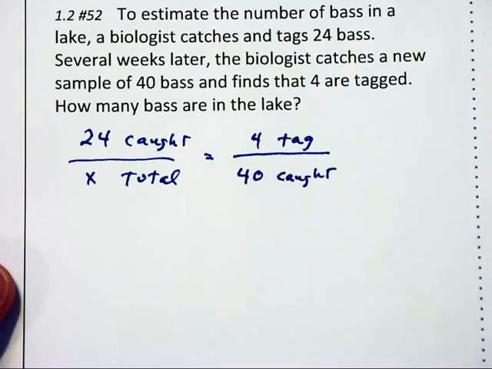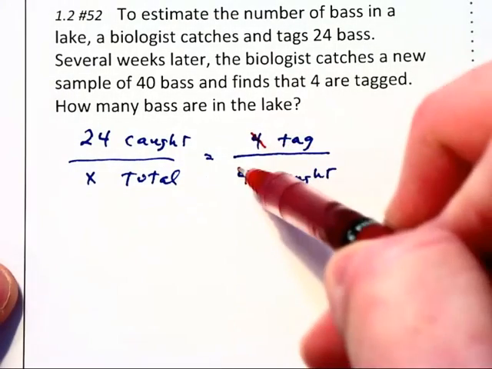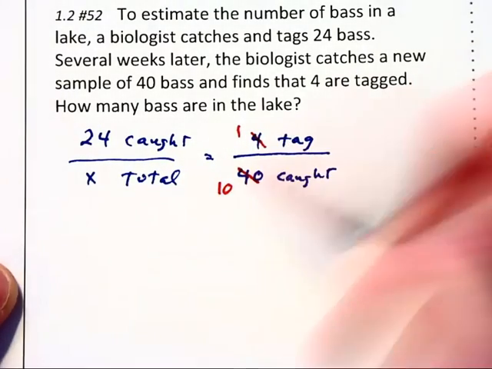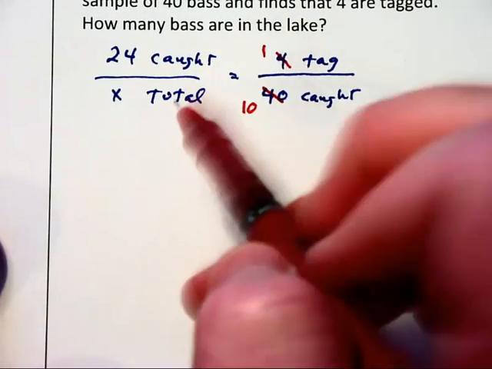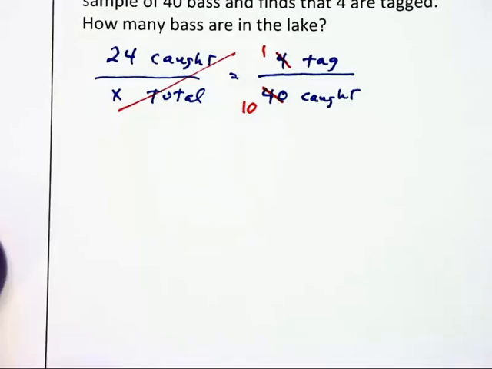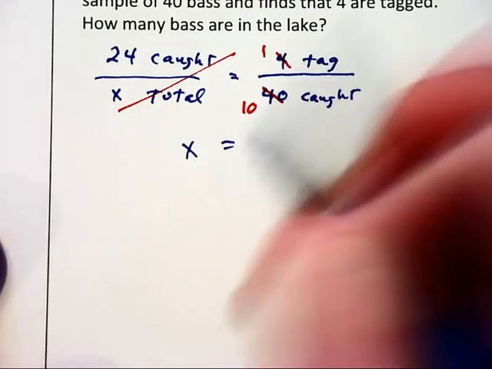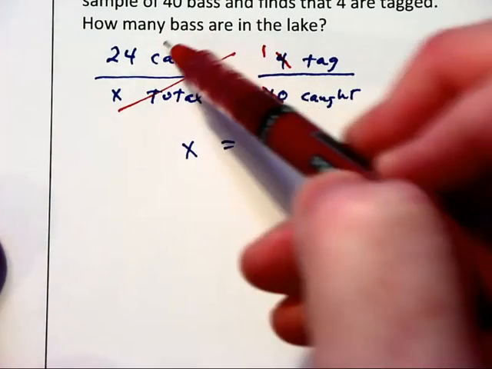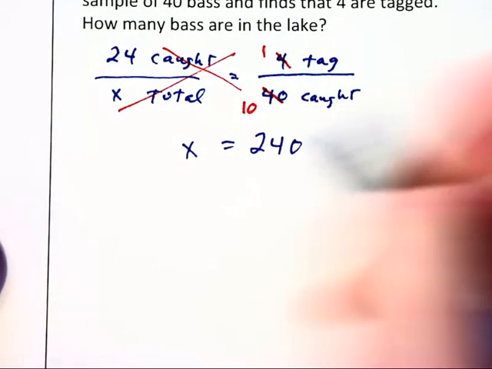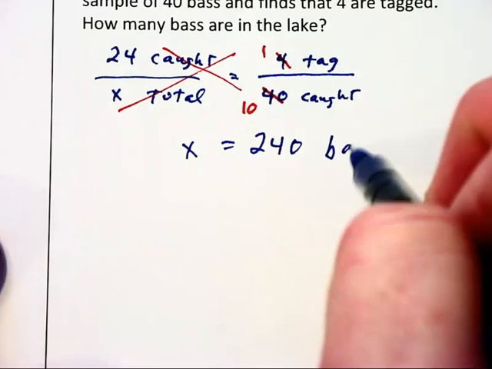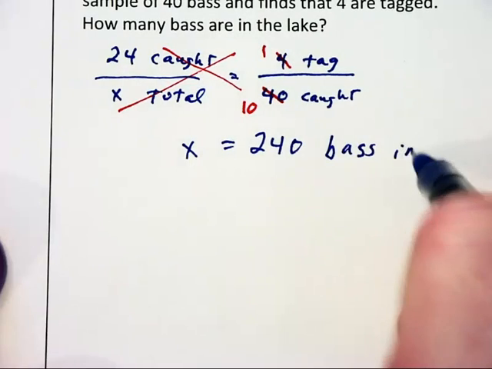Now, we're going to reduce this fraction on the right, and now we have a proportion which we can cross multiply. On one diagonal, we basically just get x, and on the other diagonal, 24 times 10 is 240. And so our estimate is that there are 240 bass in the lake.